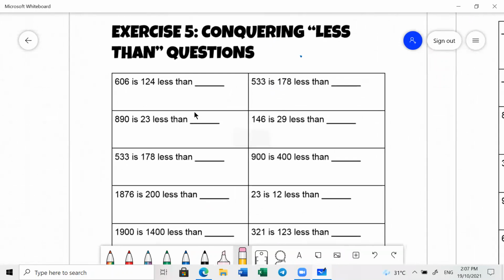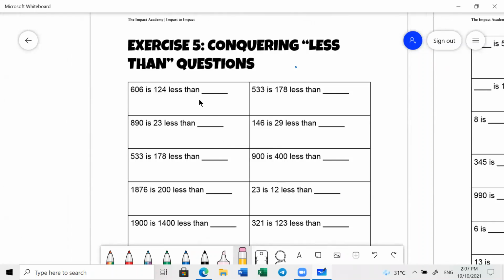Okay, welcome back. Now, so for exercise number 5, as you can see over here, where is my question mark? My question mark is on the right-hand side. If my question mark is on the right-hand side, I have to plus, plus, plus, right? And when you see the word is, you quickly write down equal. Less than means minus.